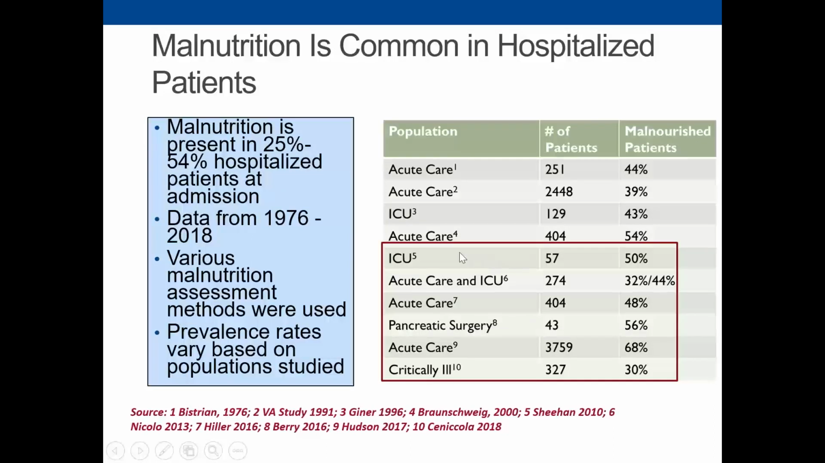What I have highlighted for you in this particular red box on the slide is the prevalence data for these 6 individual studies, all data from those individuals who were diagnosed as being malnourished using the Academy consensus characteristics. So the prevalence is still pretty significant using this approach.